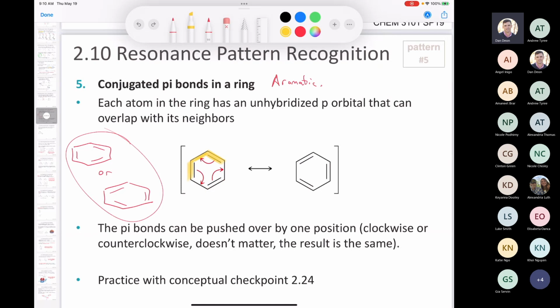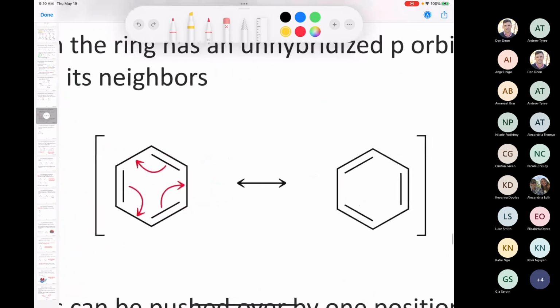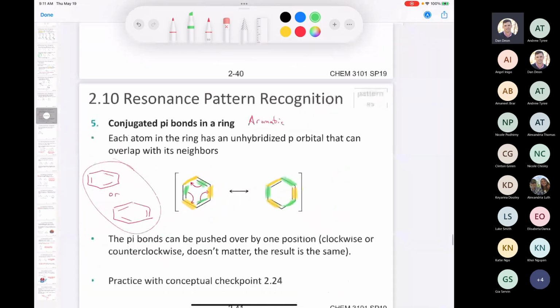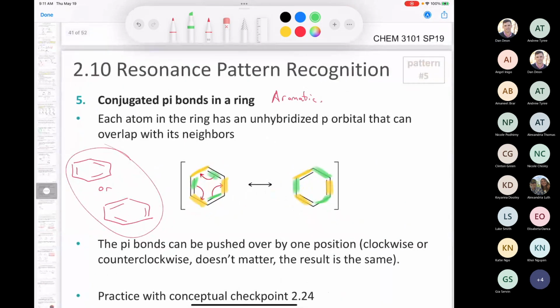And so you could draw 3 resonance arrows simultaneously, which show how all of the electrons in the pi bond are completely delocalized. We're forming a new pi bond here, we're forming a new pi bond here and here. You can see them formed over here. And we lost the pi bond here, here, and here. And you can see there's only a sigma bond here, here, and here. And there you go. And it says the pi bonds can be pushed clockwise or counterclockwise. It doesn't matter. You end up with the same thing.